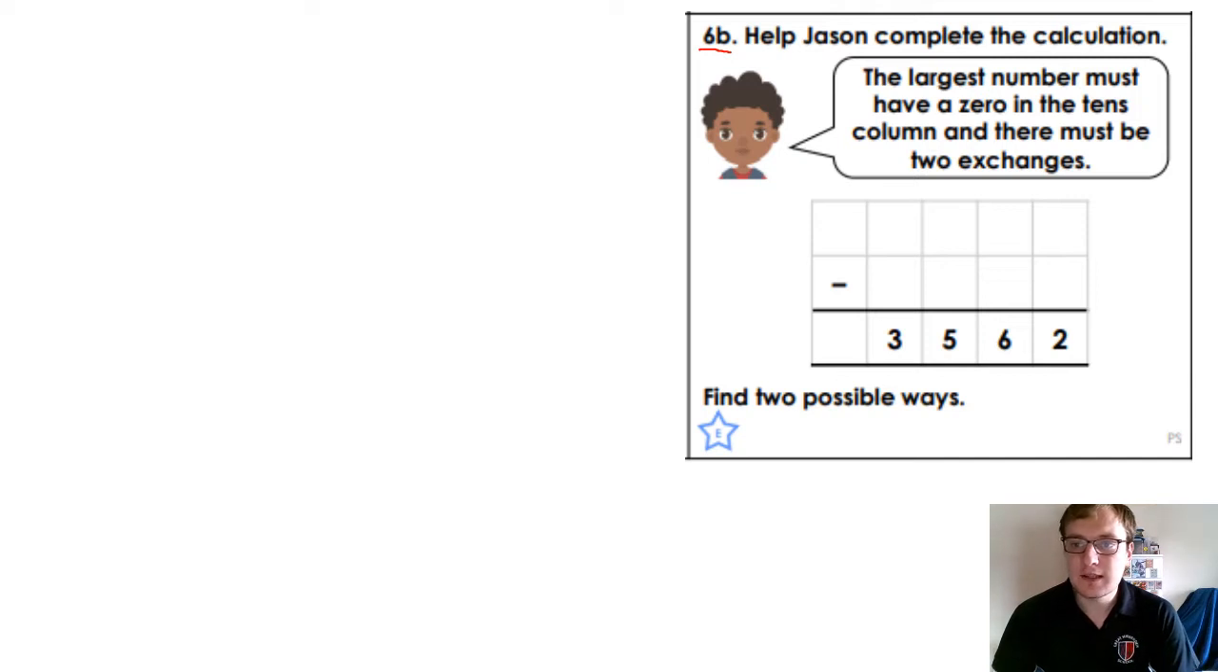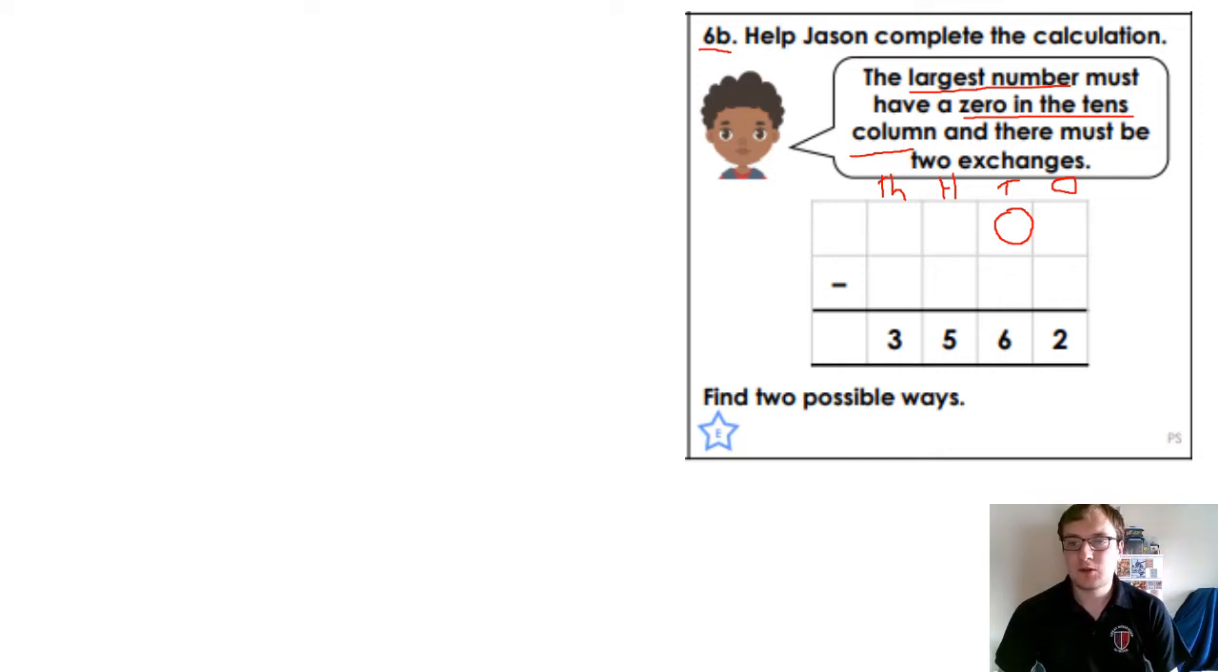But first of all, Jason has given us a clue by having a 0 in the tens column of the largest number. Now with subtraction, our largest number is going to be the top number. So there's always going to be a 0 here in the tens column. Let me label up my columns here. And there must be 2 exchanges. That can happen in any one of these columns, but we'll see which way works best for us.